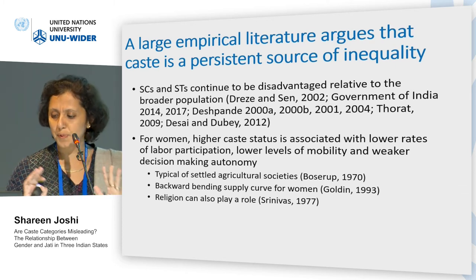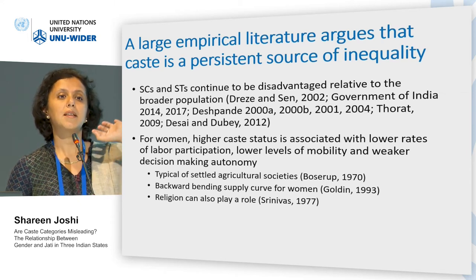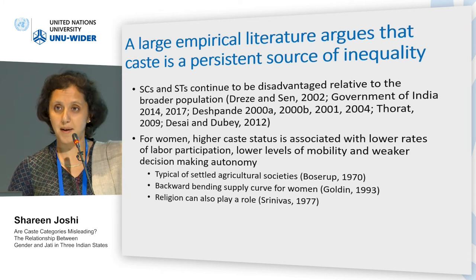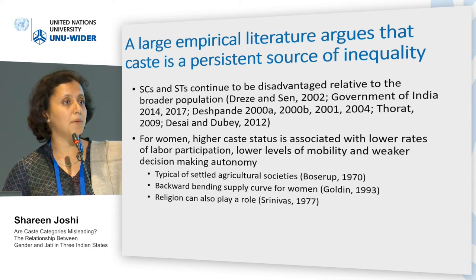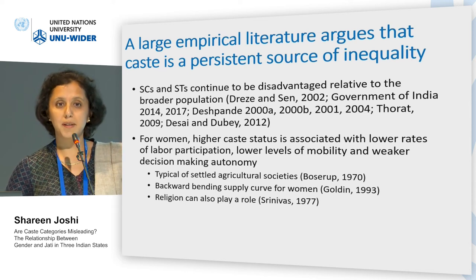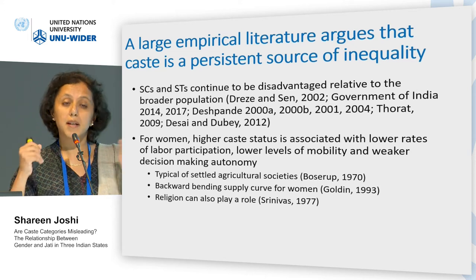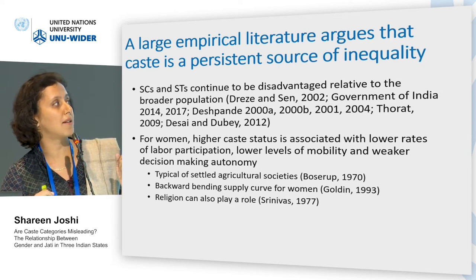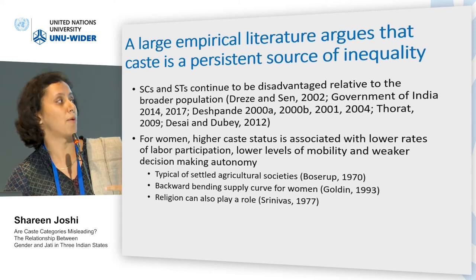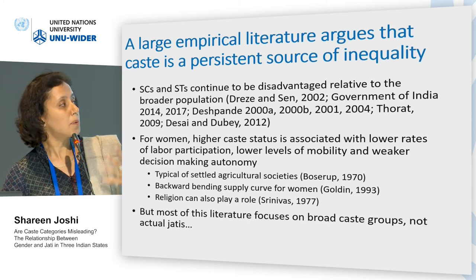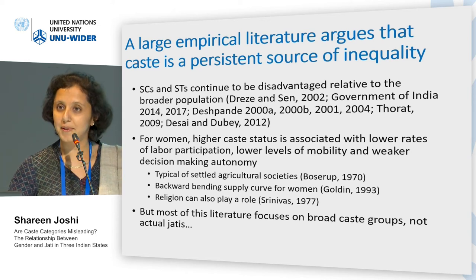So what you see is probably typical of many settled agricultural societies, which is the higher up you go in the caste hierarchy, the less likely you are to see a woman employed outside the home or experiencing independent mobility or having decision-making autonomy. So an inverse relationship between caste status and gender empowerment, if you will. The problem is, a lot of this literature focuses on these very broad characterizations, right?